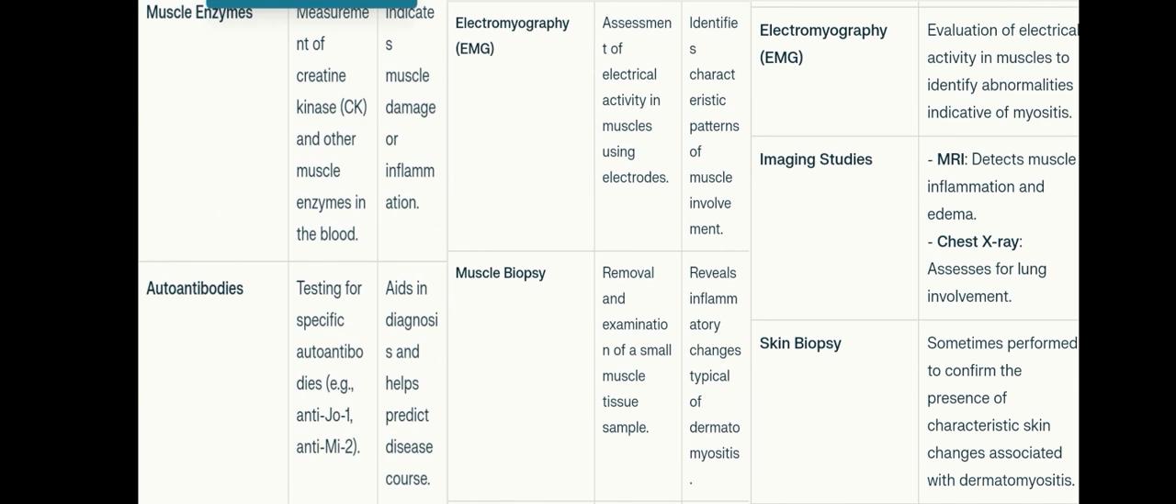Another important investigation is imaging studies. It includes MRI that detects muscle inflammation and edema, and X-ray chest that assesses for lung involvement. Final investigation is skin biopsy, which is sometimes performed to confirm the presence of characteristic skin changes associated with dermatomyositis.